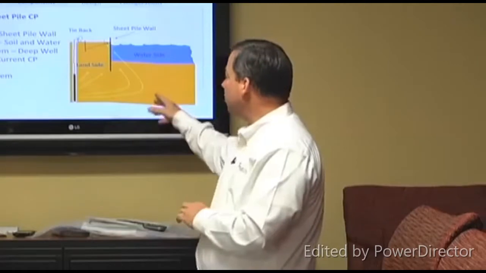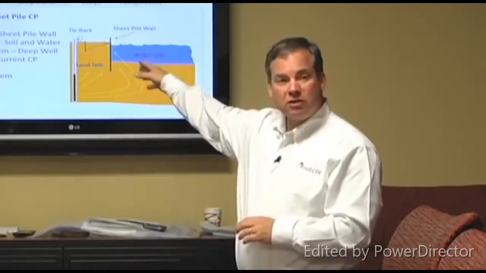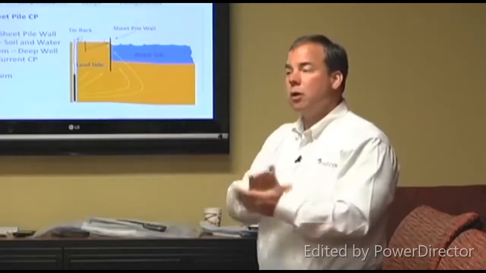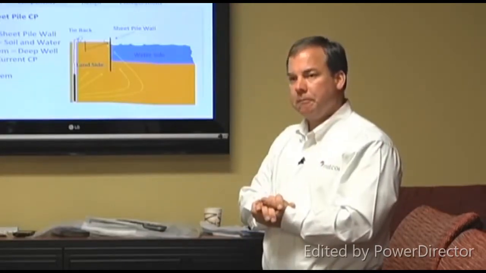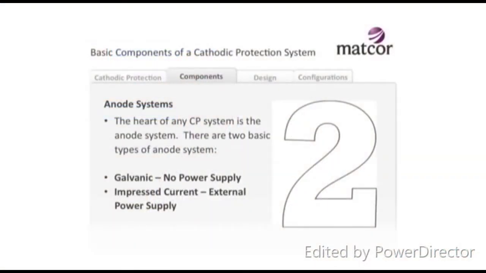But as you can see here, I've got current flowing from my anode source to the soil side and hopefully up into the water side, protecting that whole structure from one large system. Okay? So that's a very typical and common cathodic protection system.